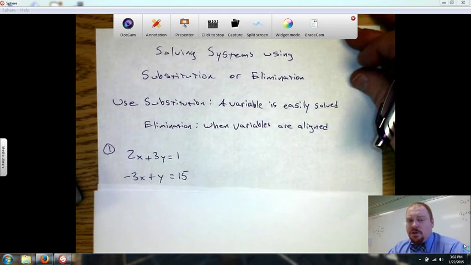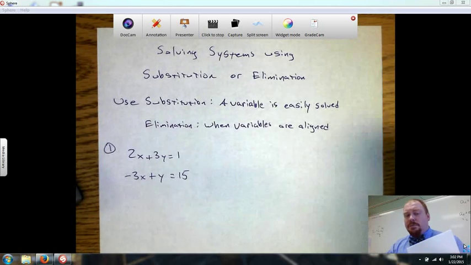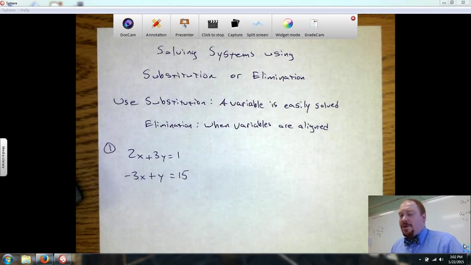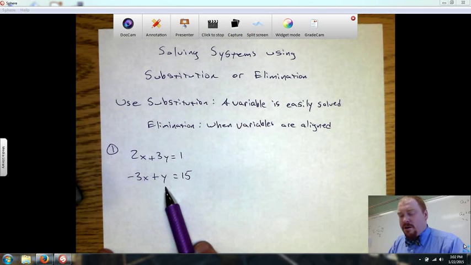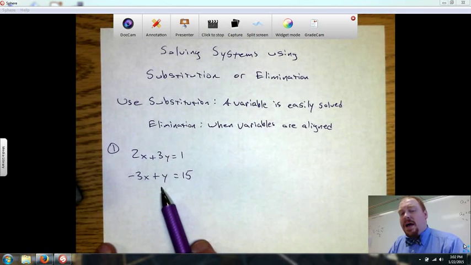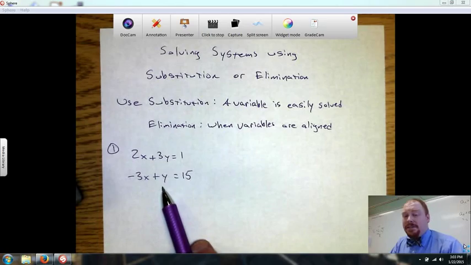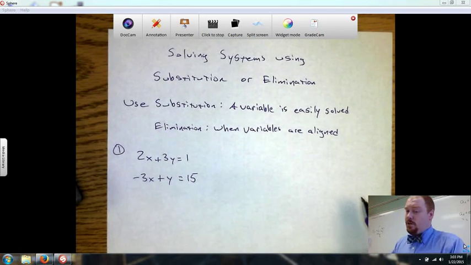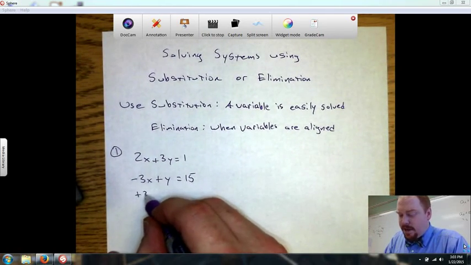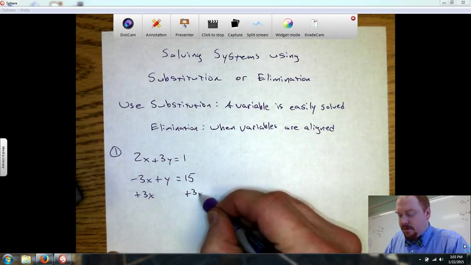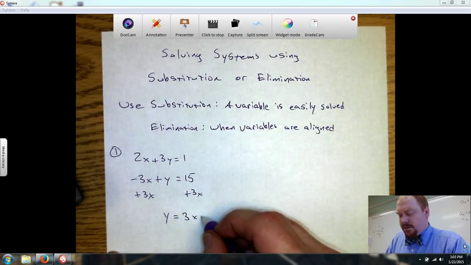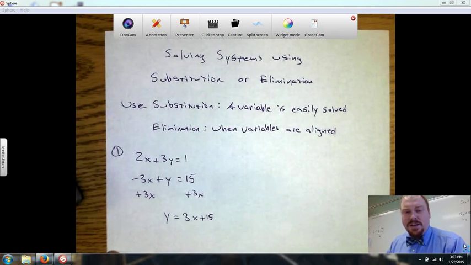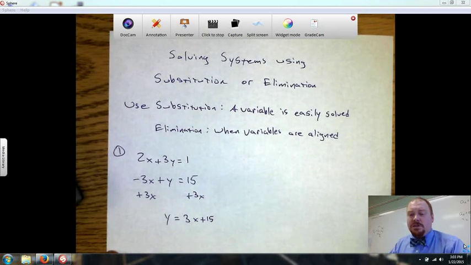Okay, so in this example, there would be a total of 3. I could easily use elimination for this. However, this is one where I can use substitution because in this bottom equation I could easily get y by itself. So that's exactly what I'm going to do. So I'm going to add 3x to both sides, and that will give me y equals 3x plus 15.